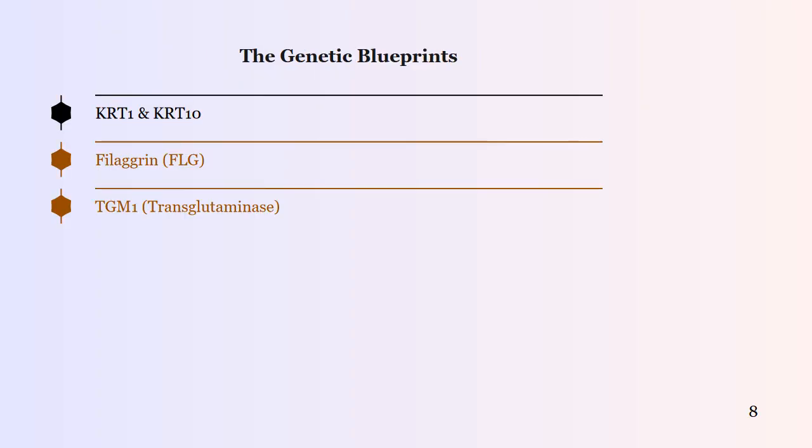8. The genetic blueprints, KRT1 and KRT10. These genes provide the structural stability of the suprabasal layers. Mutations cause mechanical instability and blistering. Filaggrin, FLG: loss-of-function mutations in FLG are the primary cause of ichthyosis vulgaris and a major risk factor for atopic dermatitis, eczema.